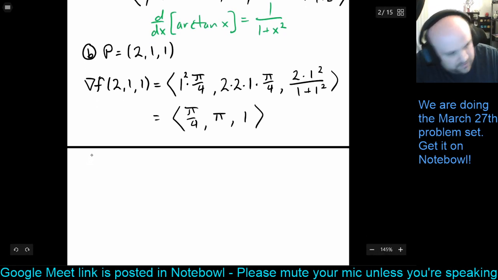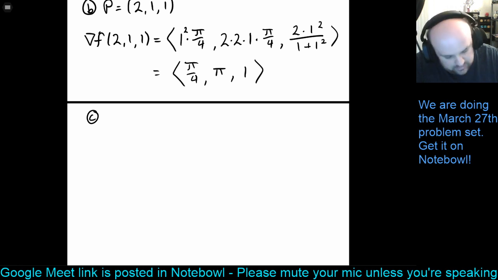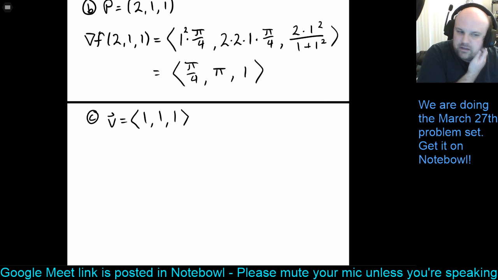All right, so think about the directional derivative here in the direction of the vector 1, 1, 1. All right, so think about that for a second. See if you can work that one out.